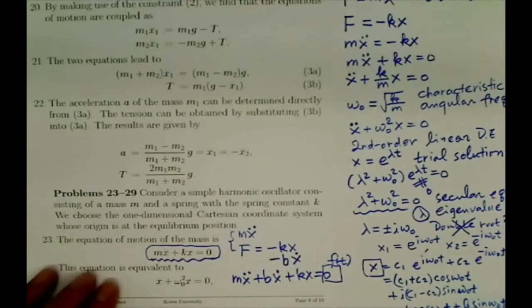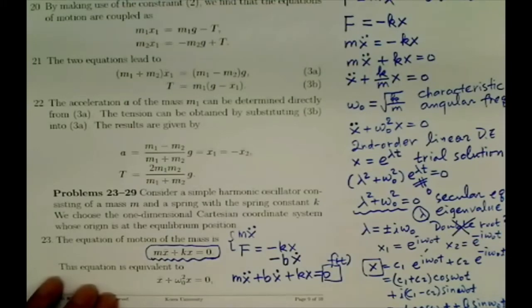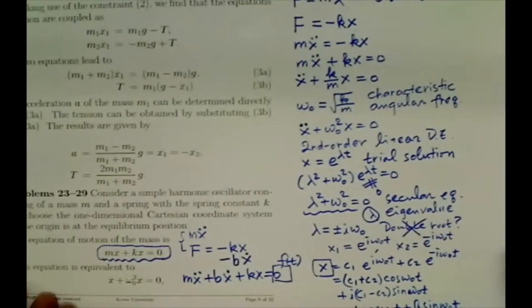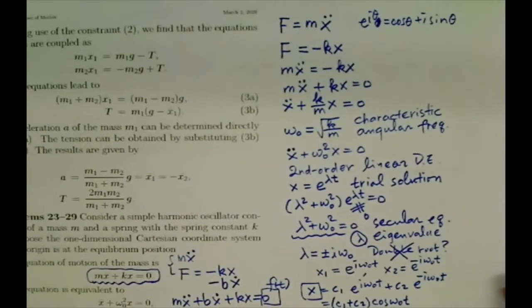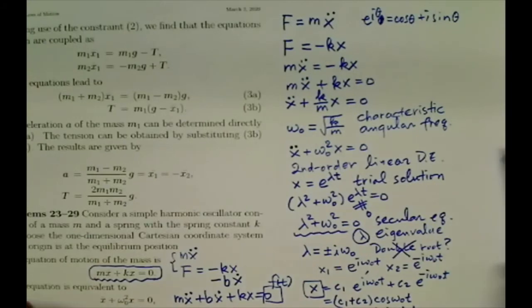Next, we consider the simple harmonic oscillator. A simple harmonic oscillator is composed of a mass and spring system.